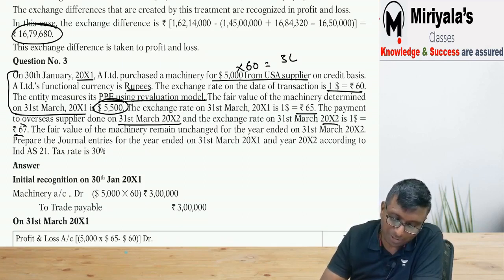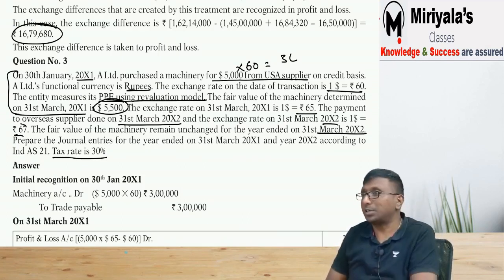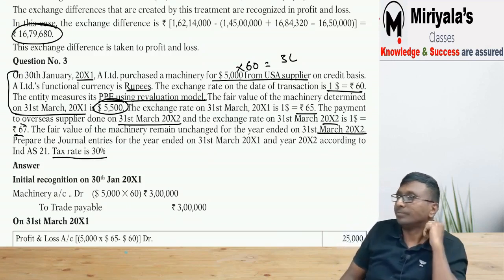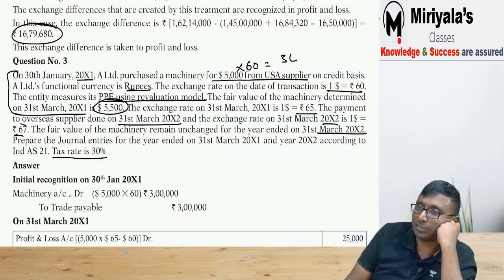The fair value of the machine remains unchanged for the second year. Pass the journal entries for the year ended accordingly, correct, na? Tax rate is 30% also given. Why is the 30% tax rate given? Because revaluation reserve is coming. Revaluation reserve will lead to DTL.